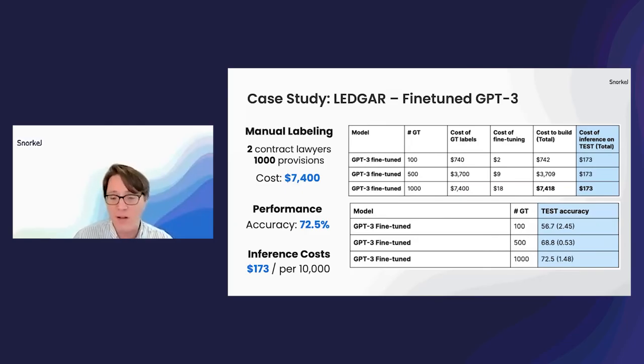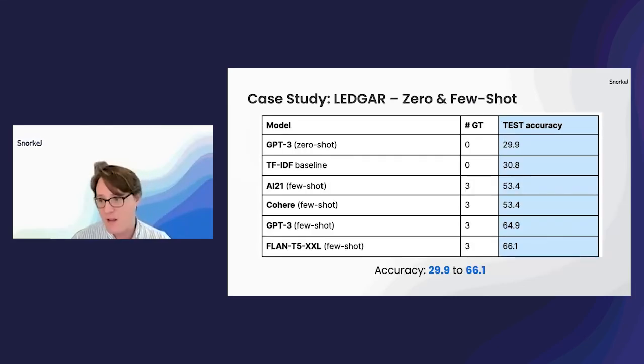And so we wondered, maybe we can save money in some way. So let's try all of these fancy zero and few shot abilities that are touted about language models. And what we found is that GPT-3 at the time actually performed worse than even a simple TF-IDF rule-based baseline. And if we were to look at a wide sampling of, at the time, really high-performance language models, we found that performance only ranged from 29.9 to 66% accuracy.